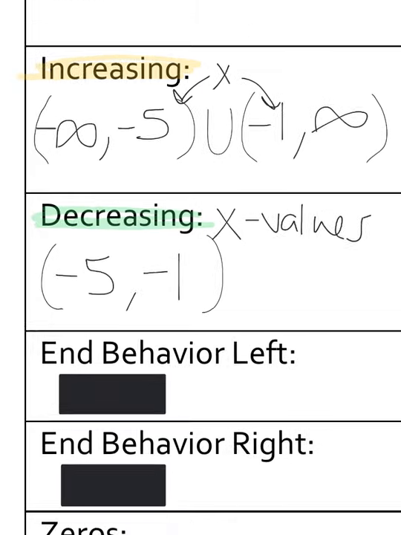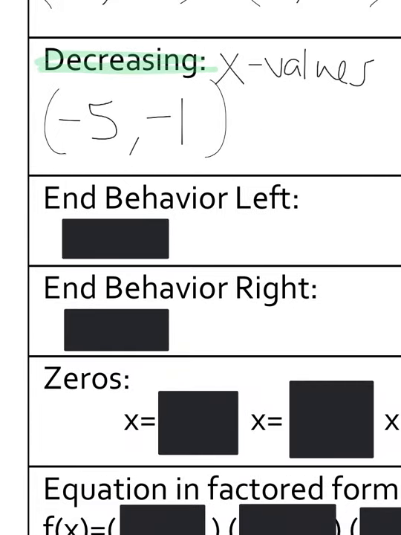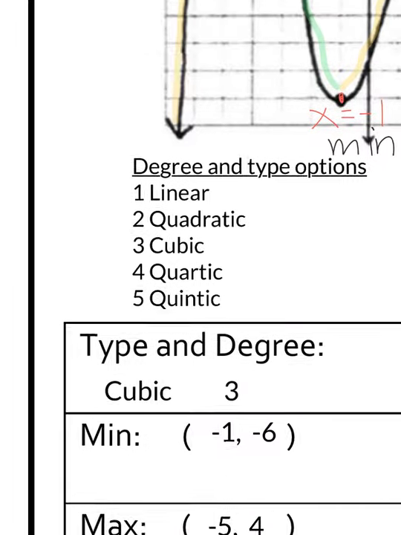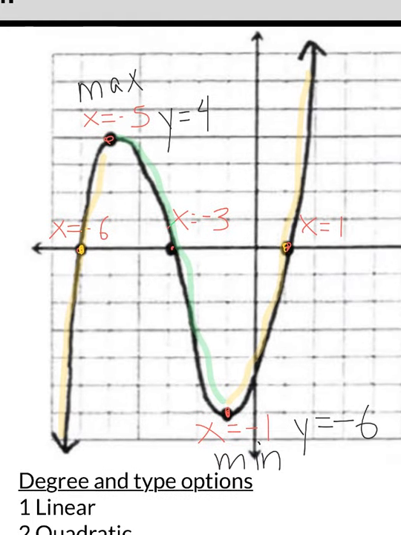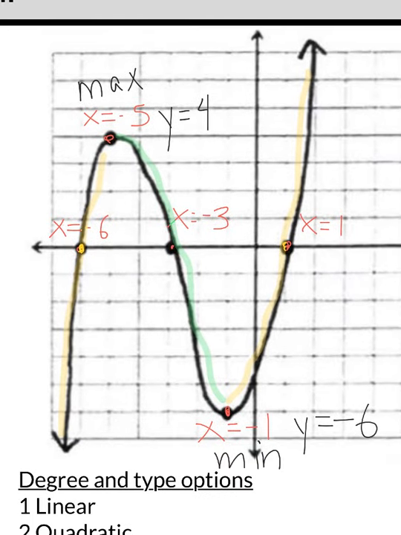All right, end behavior left and right was one of our favorite things back when we did this chapter. So it is, what is the arrow on the left doing and what is the arrow on the right doing? This is the rising and falling. So this left arrow right here is pointed downward. That means it's falling. The right arrow is pointing up, so that means it is rising.